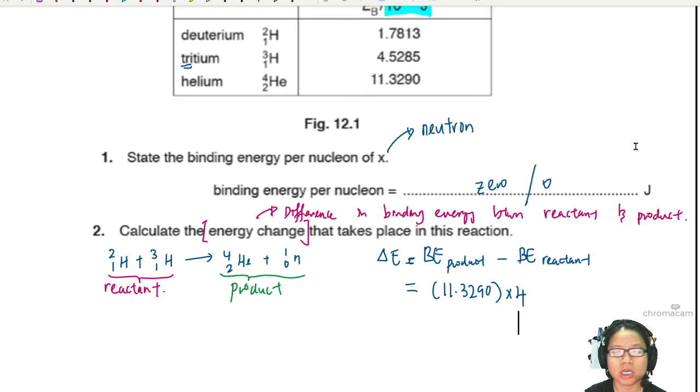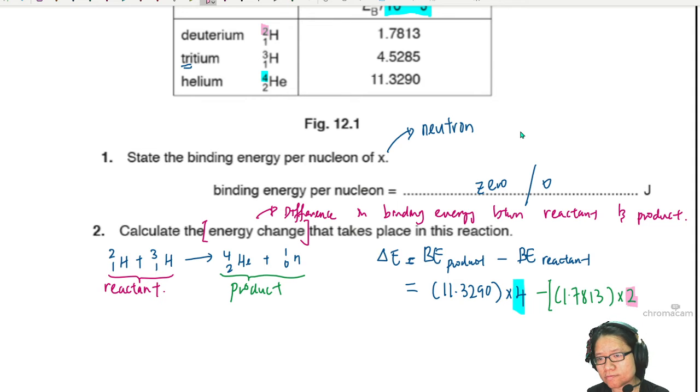Okay, so if you are aware, this 4 is to correspond with this 4 here. Okay, binding energy per nucleon. I need to find the total binding energy. All right, now we're going to minus the reactant. The reactant here is deuterium and tritium. I'm going to minus these two, starting with 1.7813 for deuterium. Again, deuterium has 2, so multiply by 2. This 2 is to correspond with this 2. Okay?